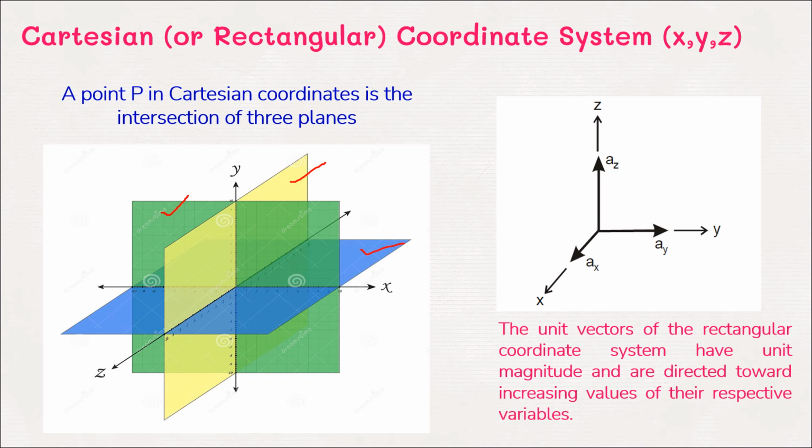And in these three planes, what are all the unit vectors associated with these three planes? It is AX, AY and AZ. Along y direction you have AY, along x direction you have AX and along z direction you have AZ.